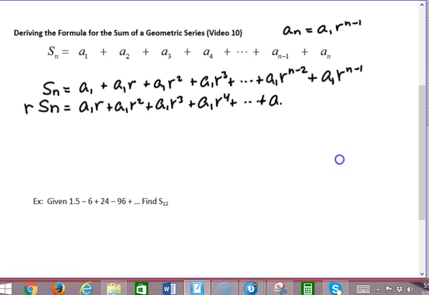This is going to be a sub 1 times r to the n minus 2 times r to the first. So if I have r to the n minus 2 times r to the first, and I add n minus 2 plus 1, I'm going to get n minus 1. And a sub 1 times r to the n minus 1 times r is just going to give me r to the n minus 1 plus 1, so this would be r to the n.